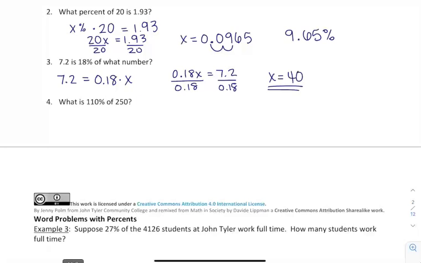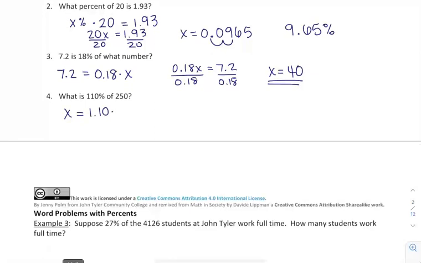All right, one more of these writing equations. What is, well, what? I don't know. So we'll leave it as an x, is 110%. Write that as a decimal, 1.10 of, we multiply, 250. So this one we just need to take 1.10, multiply by 250 to get our answer of 275.